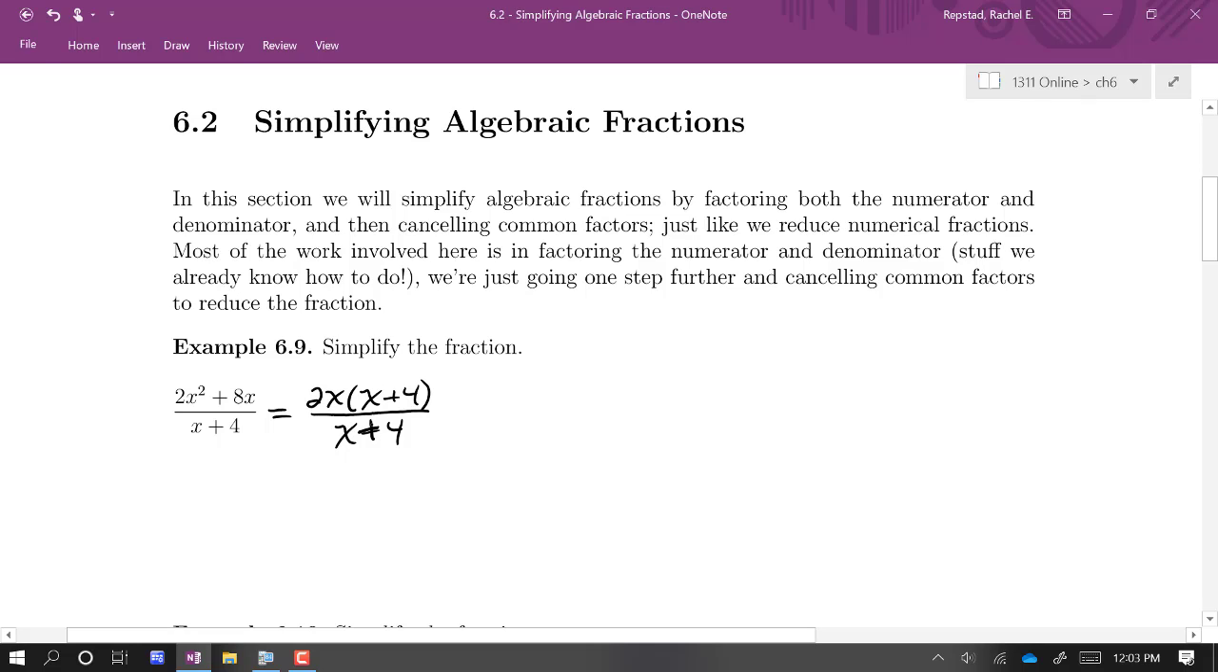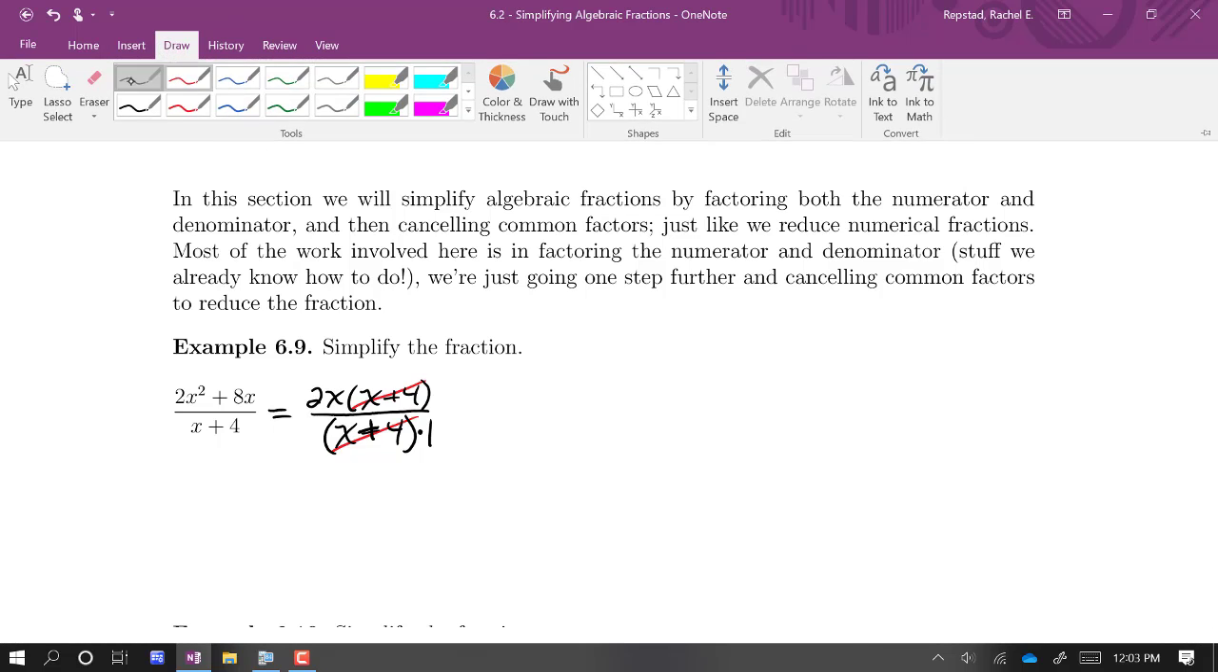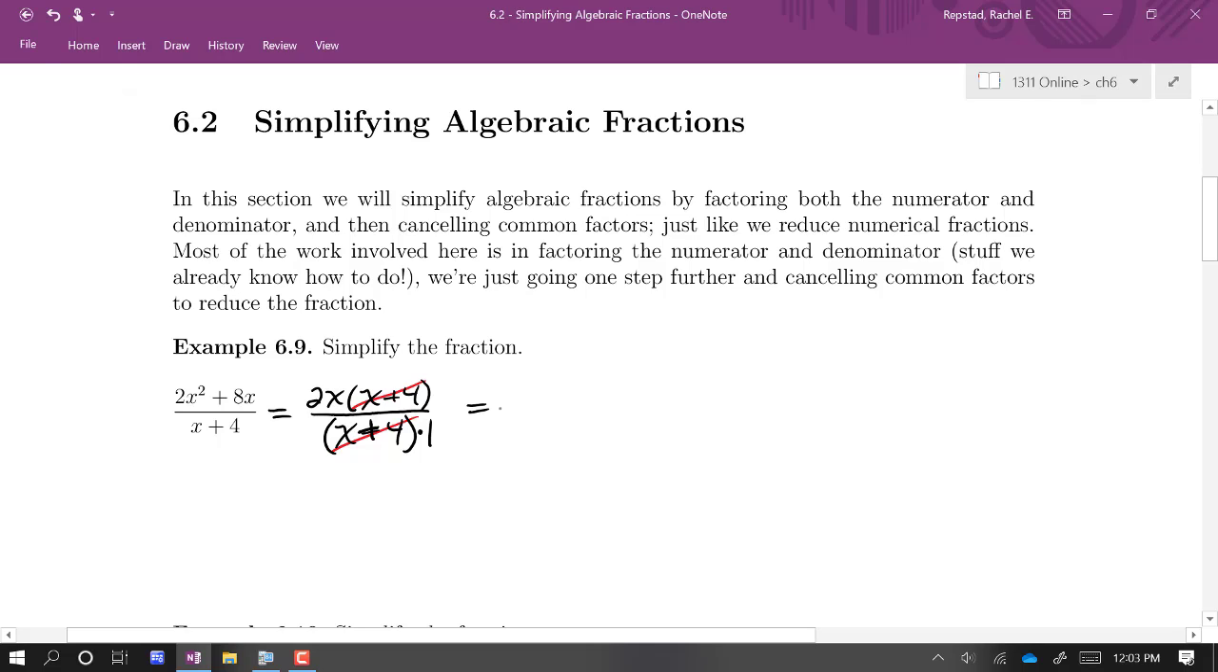And now we have a common factor on the top and the bottom. The bottom is really, we could think of it as x plus 4 times 1. And this is important because I'm canceling a common factor of x plus 4. We're not canceling over addition here, right? The addition is happening inside that factor. So x plus 4 times 2x on top, x plus 4 times 1 on the bottom. We can cancel that common factor and we get 2x.